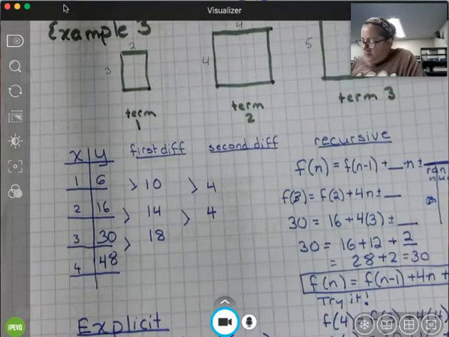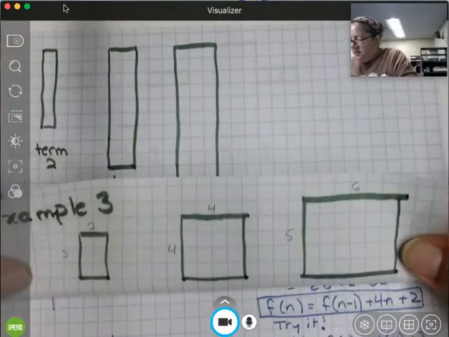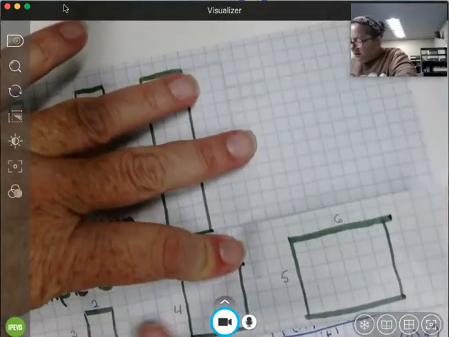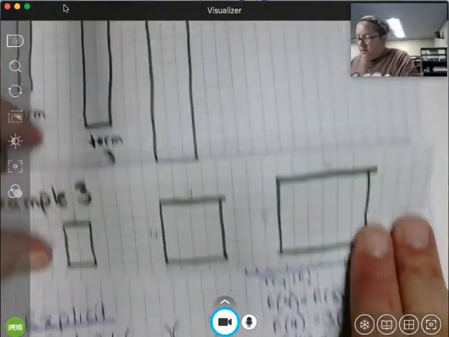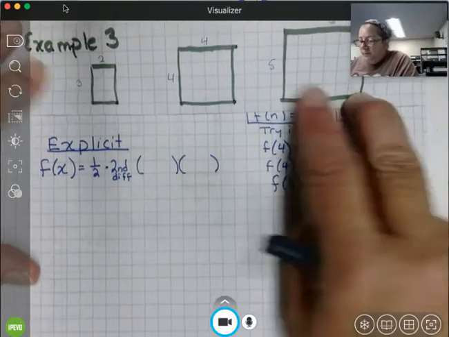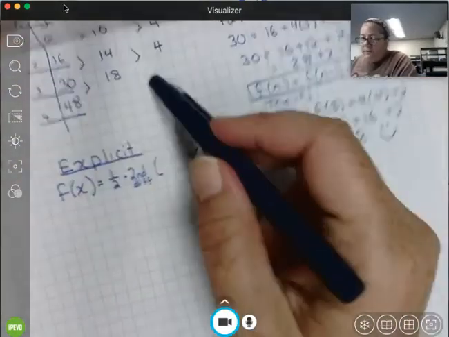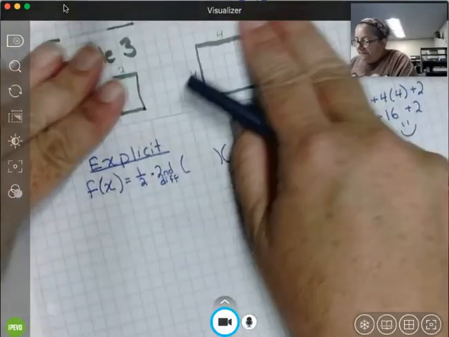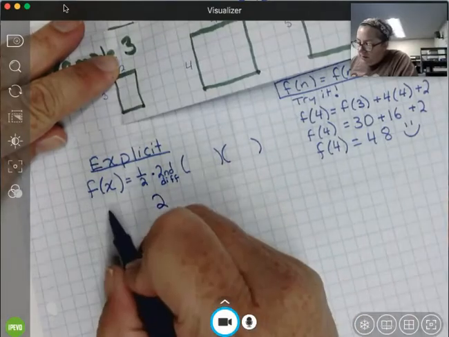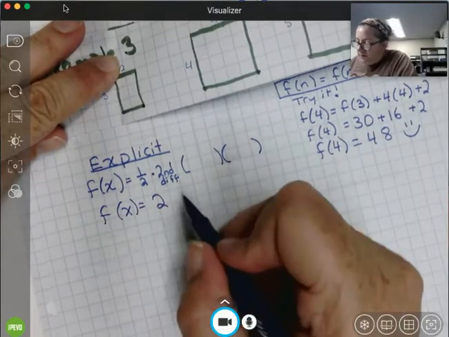So what this starts with is 1/2 times your second difference. And then it's based somehow on the sides of the rectangles. So this is term 1. Well, actually, let's look for our second difference. Our second difference was 4. So 1/2 of 4 is 2. So that means somehow in this equation, I know I'm going to have 2 times something.